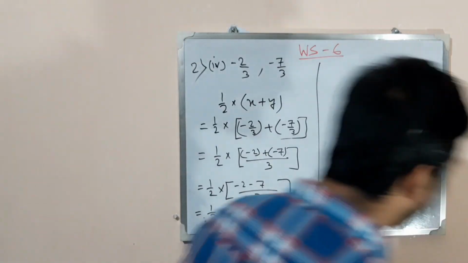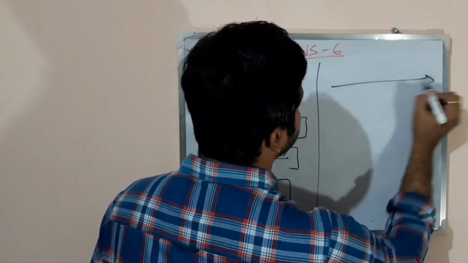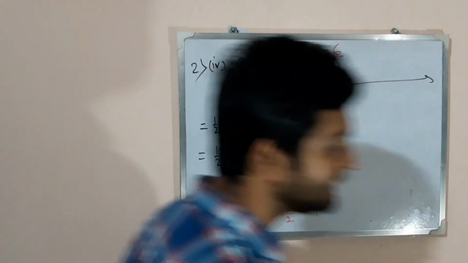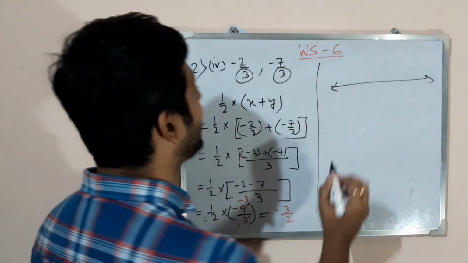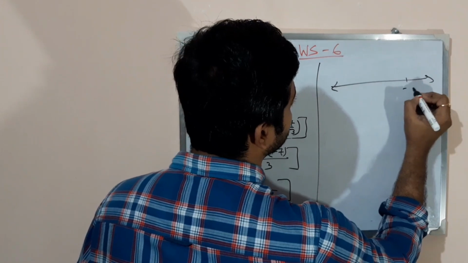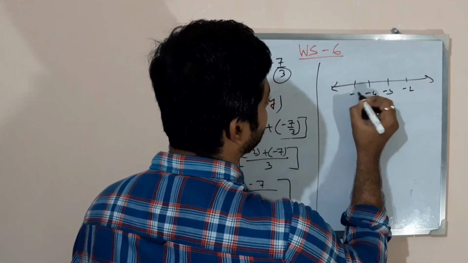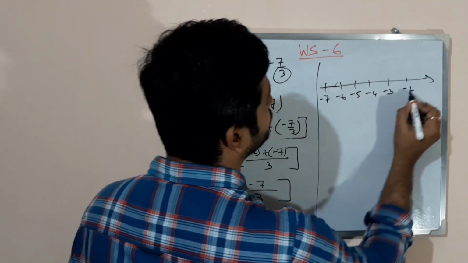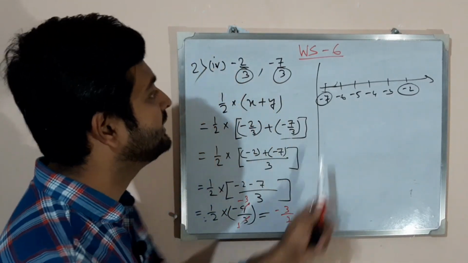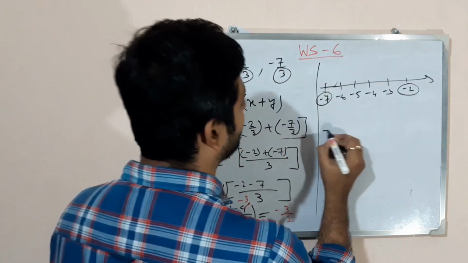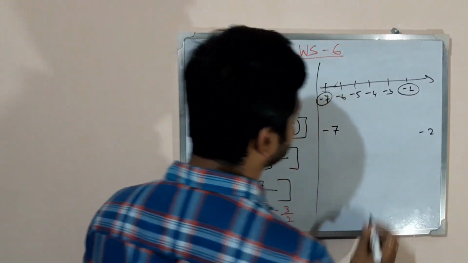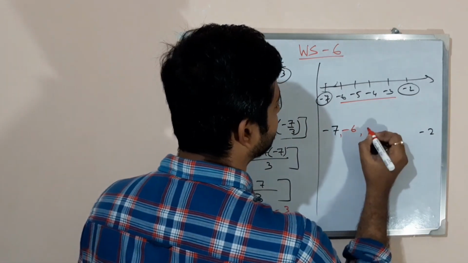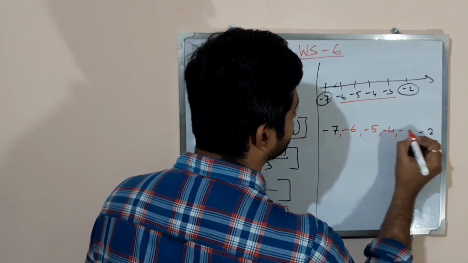Now I will show you by number line. How to do that? Simply, you first have to check, are their denominators the same? Yes, their denominators are the same. So simply you have to write minus 2, minus 3, minus 4, minus 5, minus 6, minus 7. So minus 2 and minus 7, I have written, these are the integer numbers. So just minus 7 and there minus 2. In between these integer numbers you have to write minus 6, minus 5, minus 4.